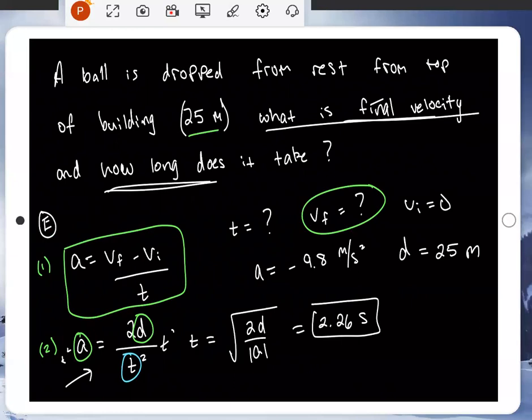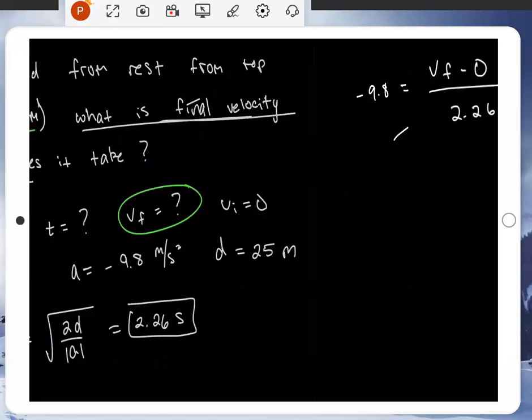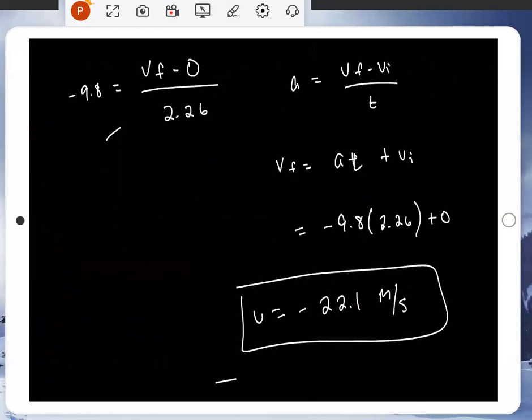So for the second part of the question, when you start doing the VF minus VI, and then you plug in everything, so it's like the 2.26 times the acceleration. Yes. Why do you not do the absolute value for that part?